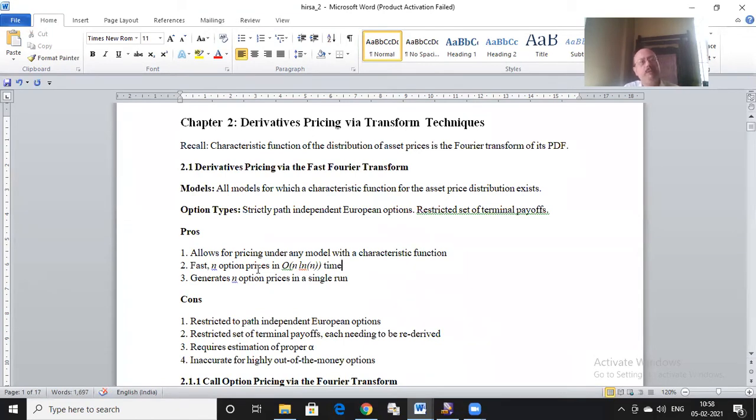So a lot of computations will be common. So I can find a range of option prices in n log n time. So what it does is it generates n option prices in a single run. So there is no iterative method involved. In one single run, it will compute in n log n time n many option prices.